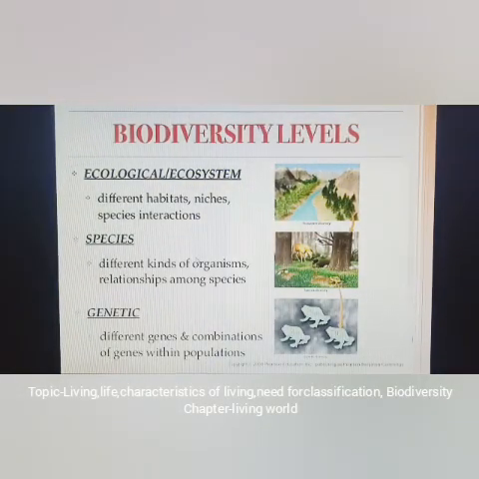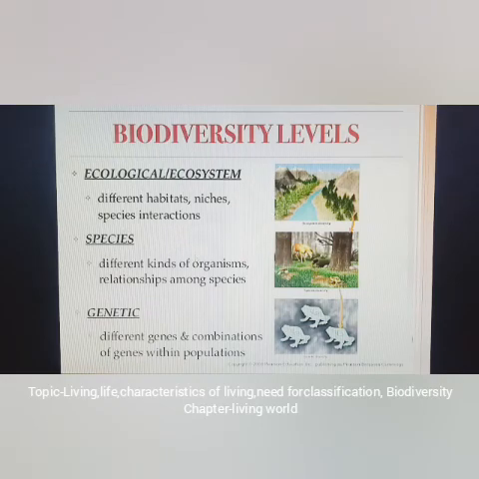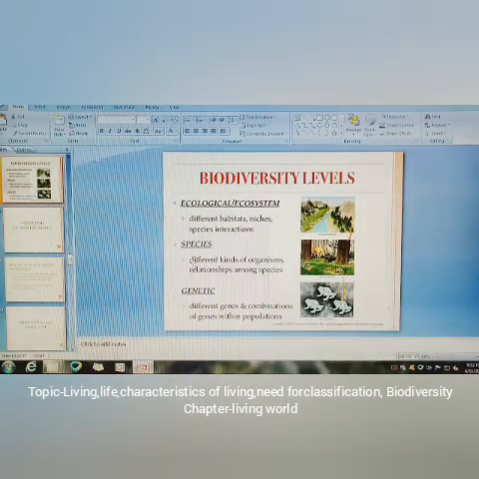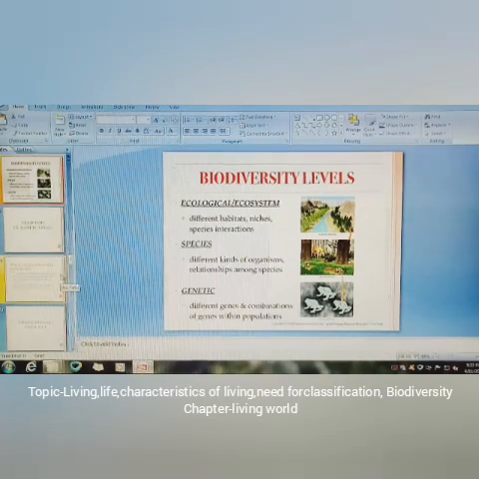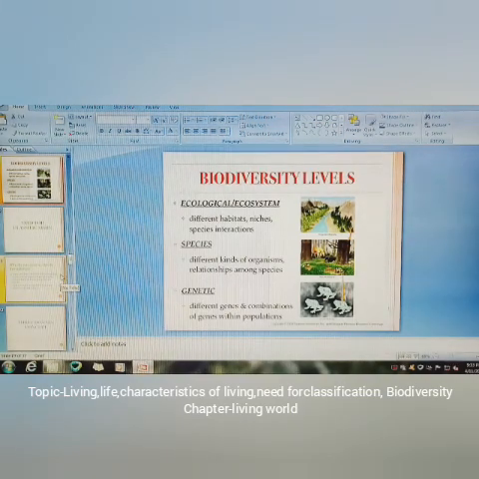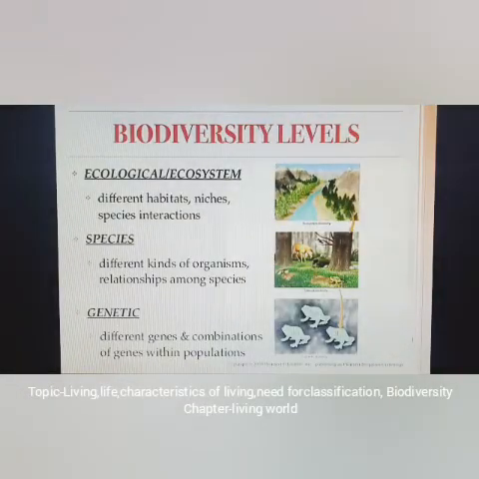Moving to the various levels of biodiversity, we all know that there are various levels, that is ecological diversity, species diversity and genetic diversity. What is ecological diversity? First of all, in case of ecological diversity, that means the diversity of various ecosystems, that is commonly known as ecological diversity. Okay, so when various kinds of diversity are present in various kinds of ecosystems, that will be known as ecological diversity.